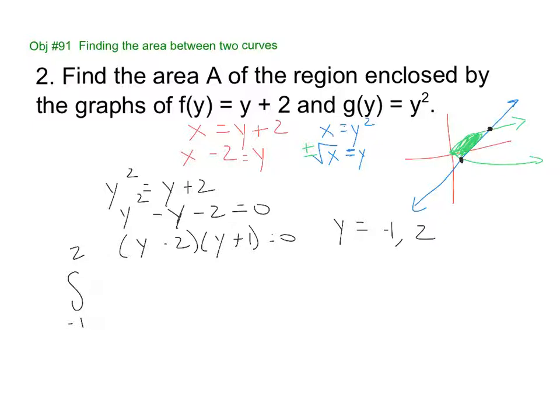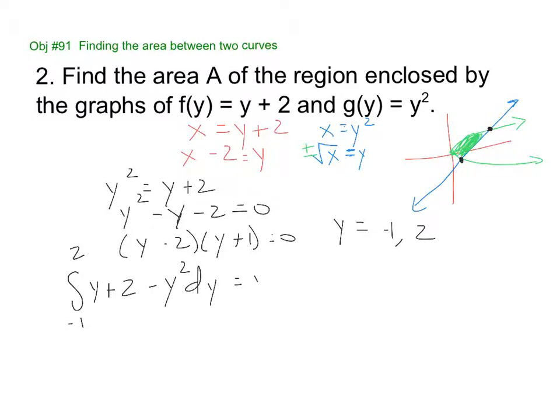Now it's right minus left. The blue graph is on the right. I did not make the colors the same as the graph. So the line is on the right. So that's our y plus 2, minus the left function, which is the green, the parabola, our sideways parabola, dy.